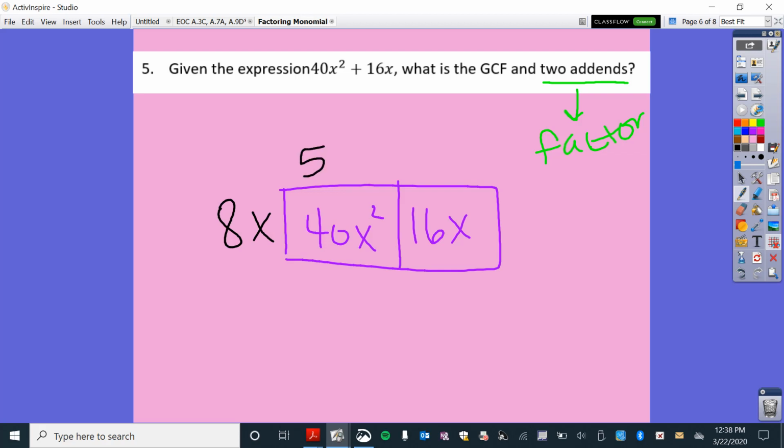5. We have 1x, we need 2, so we need 1 more x. 8 times what is 16? 2. I have 1x, I only need 1x, so I leave it. So I can write it as my GCF, which is 8x, parentheses, what's on top, which is my factor, so 5x plus 2.